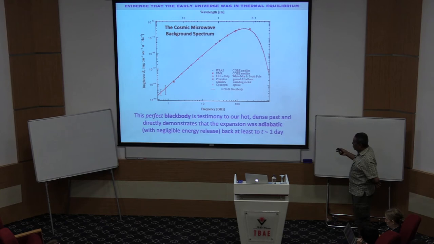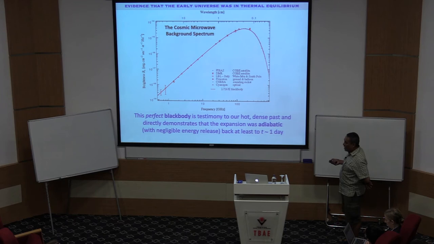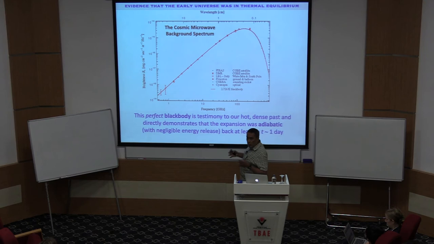Basically, it's a pretty good black body. And what this tells us is that the expansion was indeed adiabatic back to at least 1 day. Why 1 day? Because after a day after the expansion, the universe became too dilute to form a black body like this.